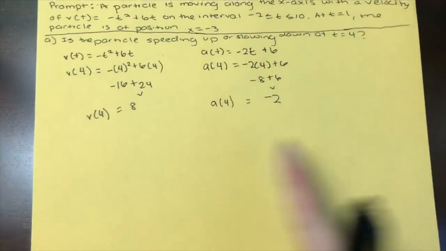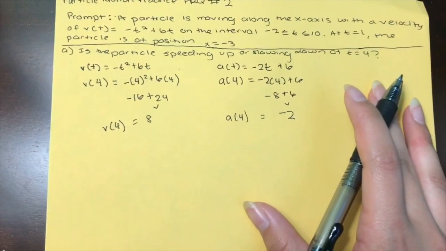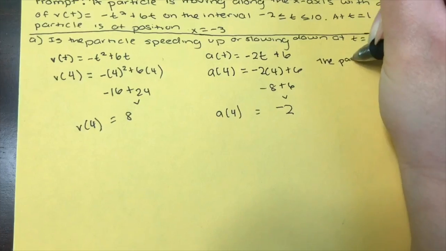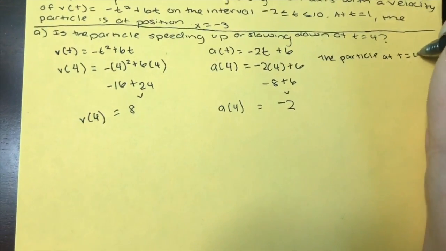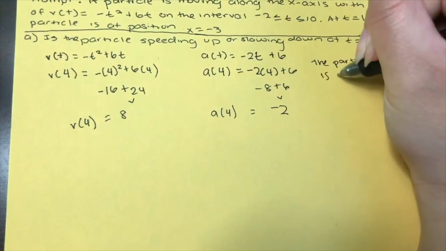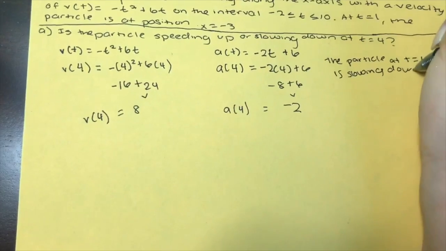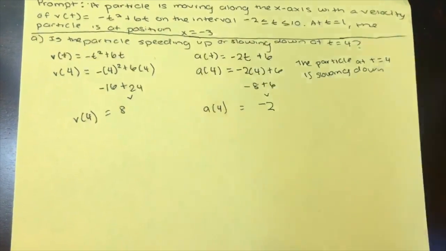So just finding this is like a point, but you have to do your justification. So you would say the particle at t equals 4 is slowing down because they have opposite signs at t equals 4.